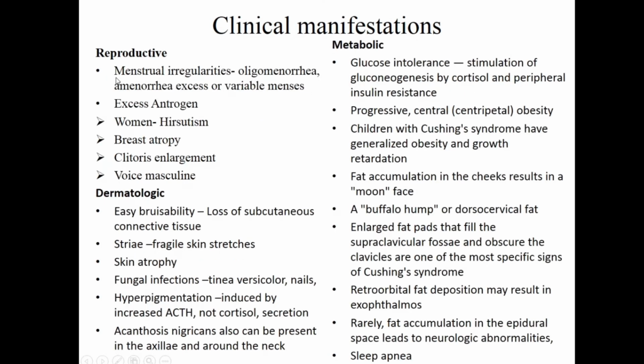In reproductive, what symptoms will the patients with Cushing syndromes come with? Usually female patients come more than male patients. As far as reproductive is concerned, they do not have much of a problem, except that some patients may have decreased libido. You can have menstrual irregularities in females. The patient can have oligomenorrhea, amenorrhea, or even excess. Please put a comma here. Excess or variable menses. That means there can be menstrual irregularities.